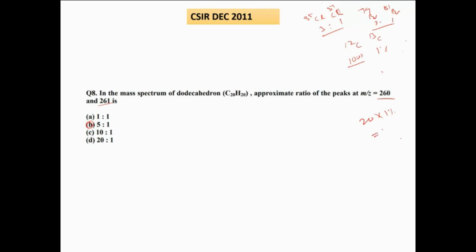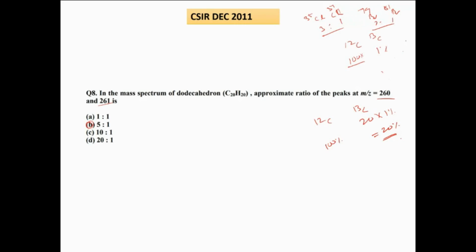Okay, C13. So I'll be having 20%. So when C12 is 100%, C13 is 20%, because all the carbon can be C12, which is 100%. So when C12 is 100%, with 1% probability over 20 carbons, 20% can be C13.